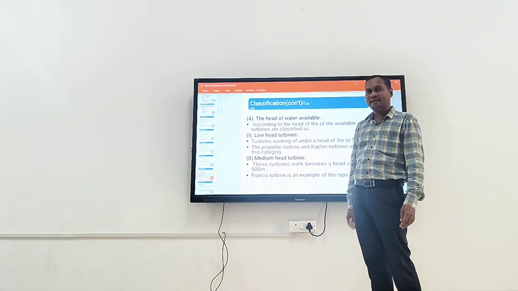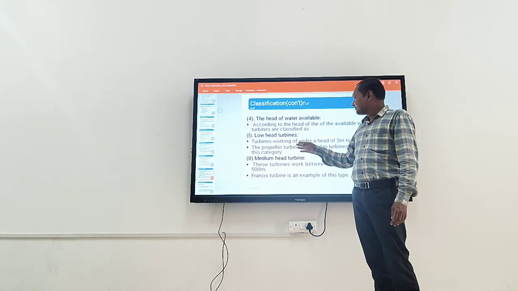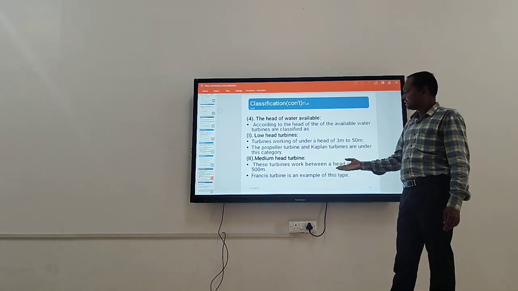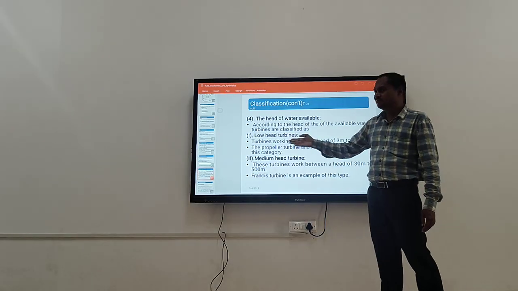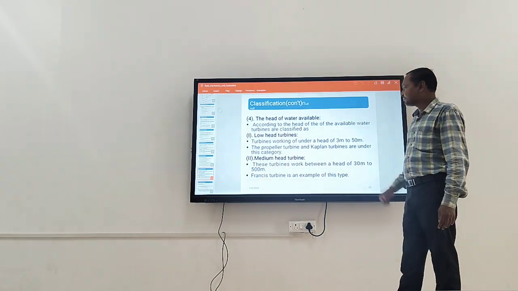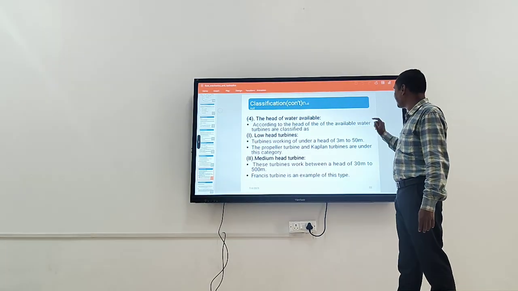Next one is the medium head turbine. For the medium head turbine, the head available at the inlet is between 30 meter to 500 meter. And the Francis turbine is the example of this medium head turbine.